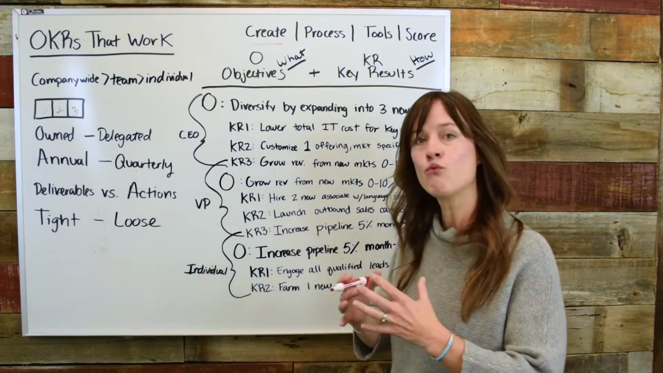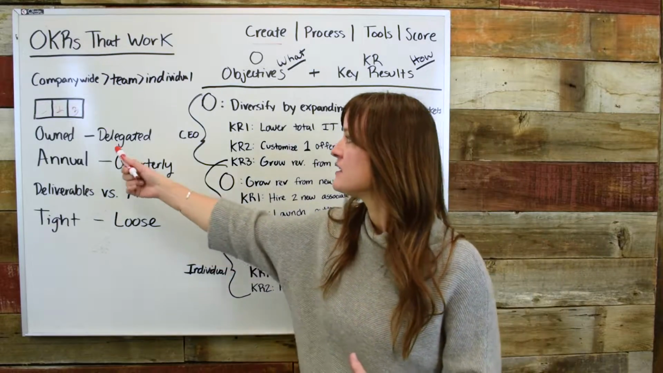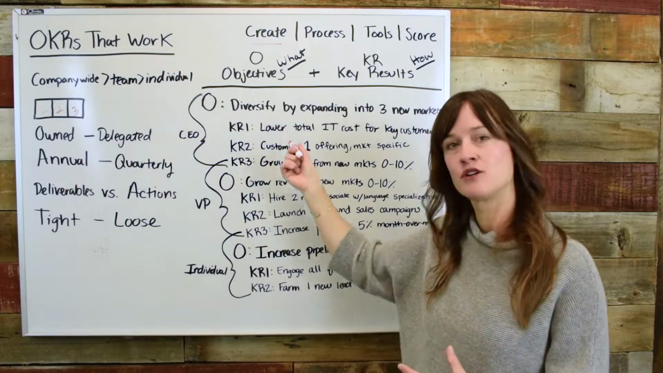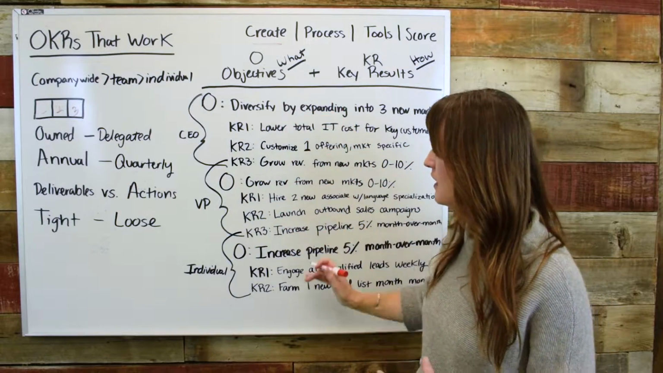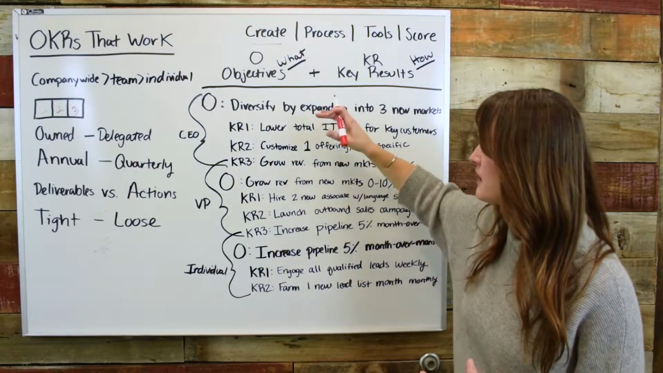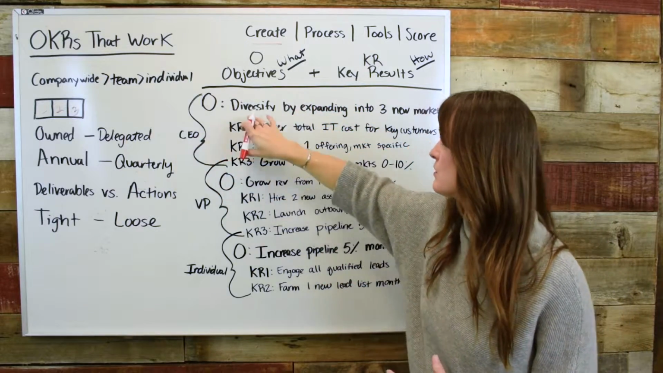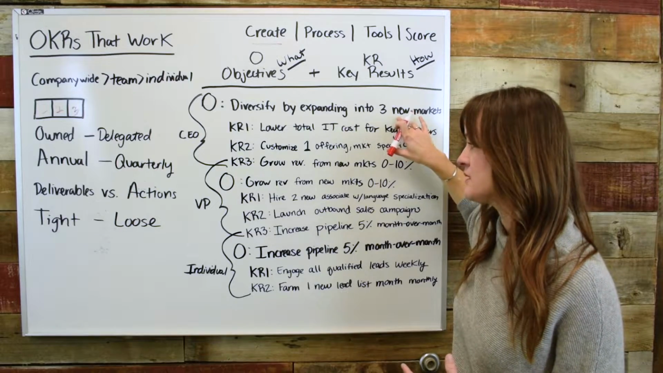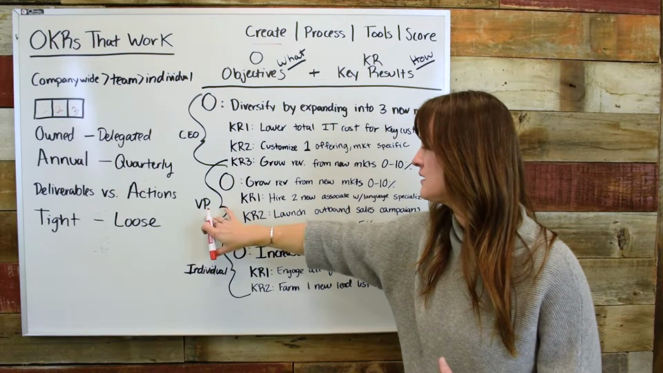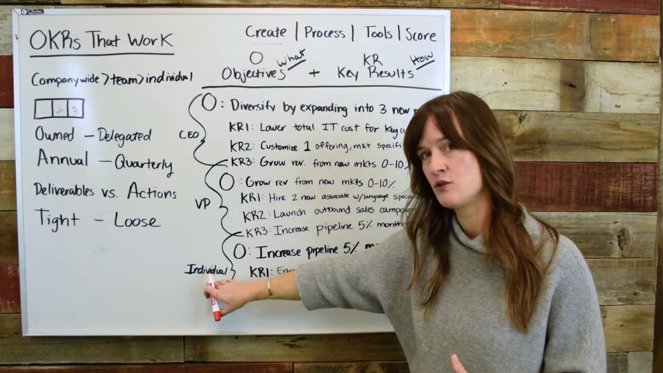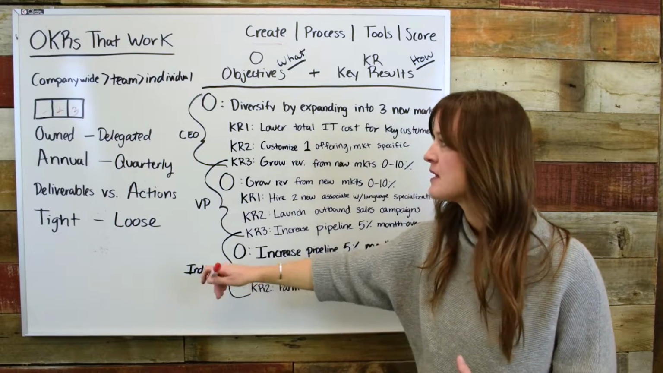Super important. Pull them from your roadmap to clarify what the priorities are for the organization. Awesome. Once you've identified that, the next thing you need to work through is how you're going to create the cascade. And you can see the cascade here just a little bit. This is one example of a cascade that would go from the CEO, diversifying and expanding into 3 markets, cascading down to the VP, cascading down to the individual.